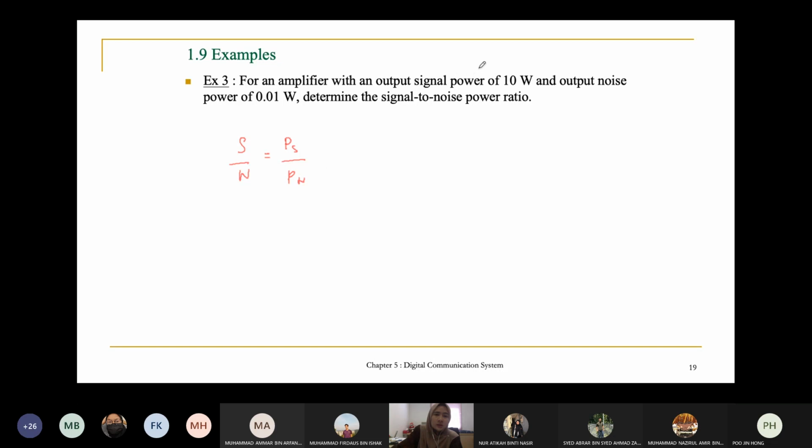Okay, so this is the signal power, 10 watt. So 10 divided by the noise power. This is the noise power, 0.01. Okay. So 10 divided by 0.01, you will get 1000. And the unit is absolute value, because it is a ratio.